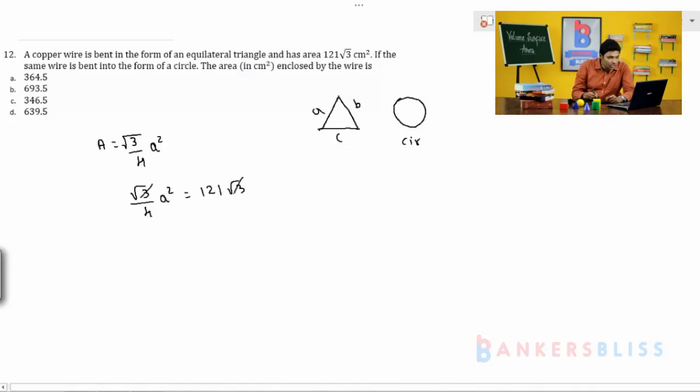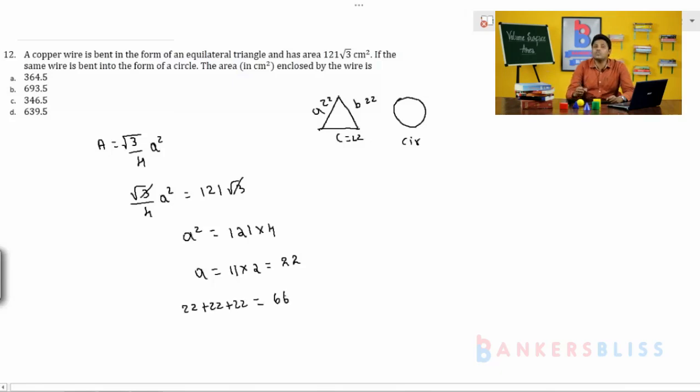Therefore root 3 gets cancelled. A square is equal to 121 into 4. Therefore a is equal to 11 into 2, which is equal to 22, because a is equal to root of 121 into 4, which is equal to 22. So a is 22. Then see here, this is 22, C is equal to 22, B is equal to 22. If you add all the three, 22 plus 22 plus 22, which is equal to 66, this will be the circumference.